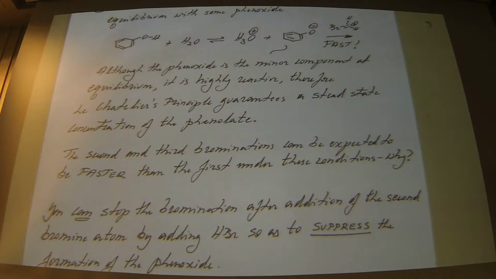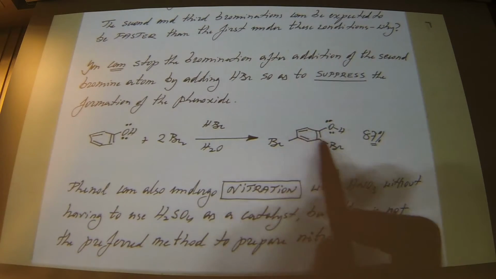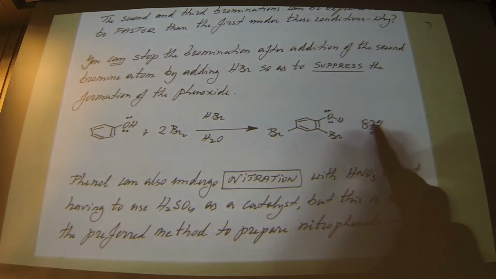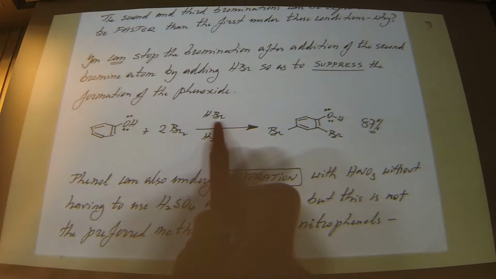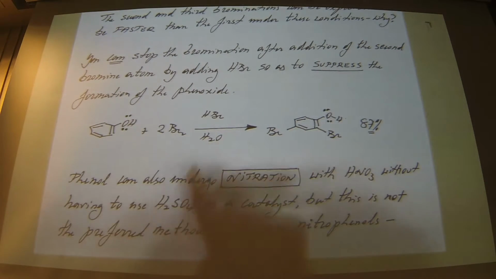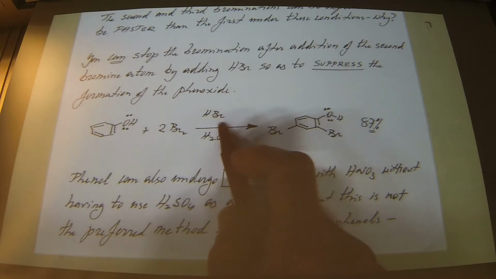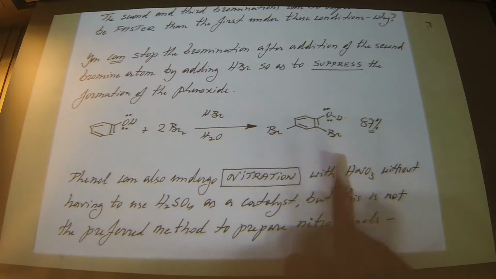So then the question is, well, okay, but I don't want single bromination. I don't want three. I want two. How do I do that? And actually you can do that too. You can stop the bromination after you introduce two bromines, look at that, 87%, by adding HBr. Okay, now why does that work? And this is in water, okay? So tell me why it is that adding HBr will work.